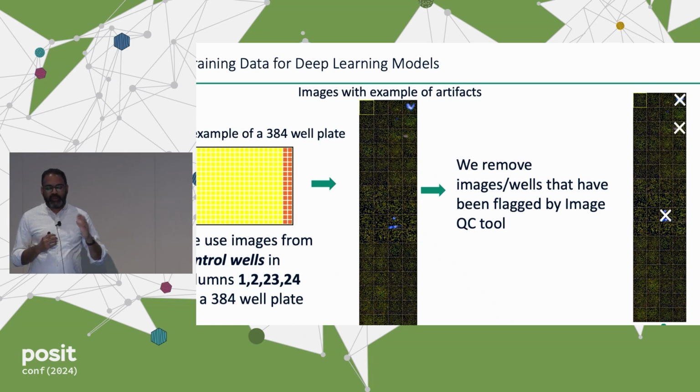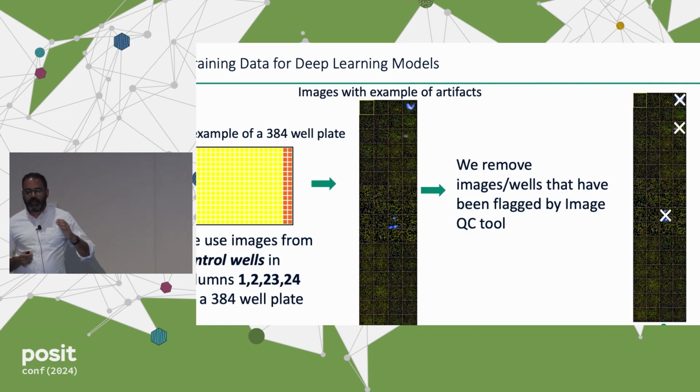On the left is an example of a 384 well plate. It's basically what we put all those samples in. To train our deep learning models, we take images from the first two columns and the last two columns. This is what I call control regions on a plate in a biological experiment. Controls are basically wells where we already know what they have, so these are labeled data for a deep learning model.